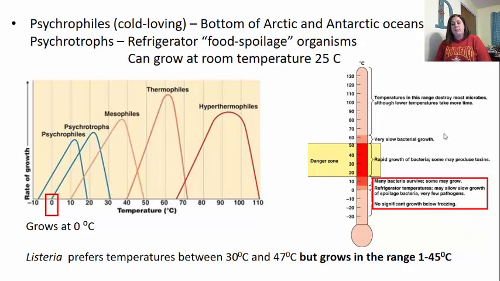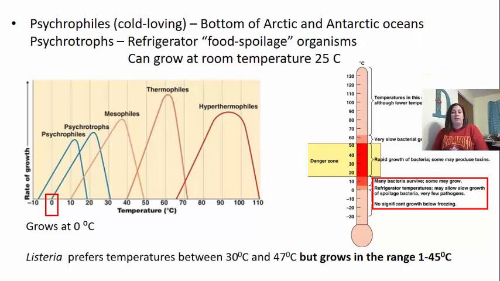The refrigerator temperatures may allow slow growth of spoilage bacteria. Very few pathogens, though, can grow in this. Listeria is an example here. Listeria prefers temperatures between 30 degrees Celsius and 47 degrees Celsius, but it can grow in a range from 1 degree to 45 degrees. Okay, so it has a really large range, even though it prefers between 30 and 47. It can still grow as low as 1 degree.